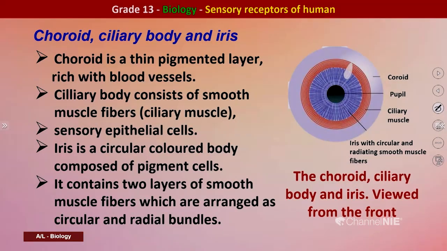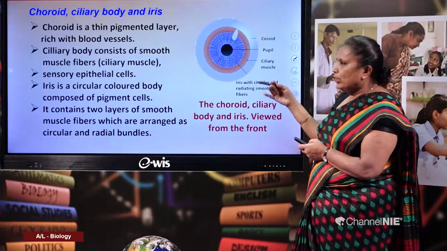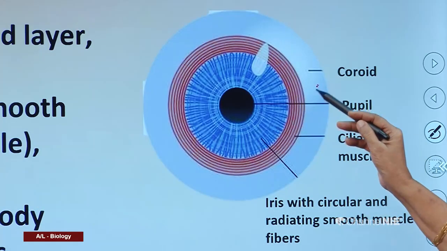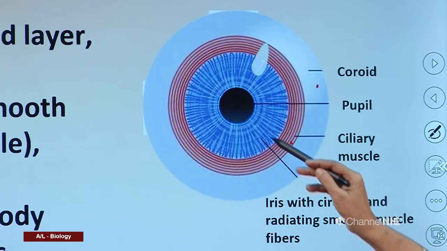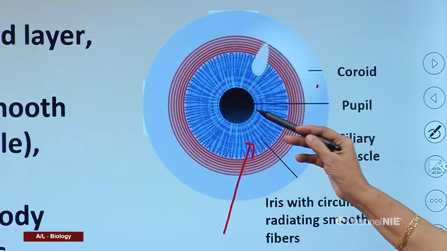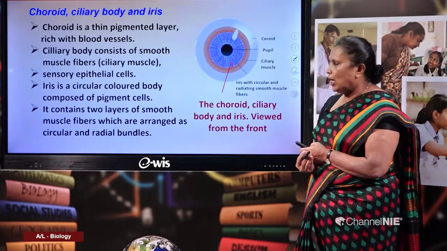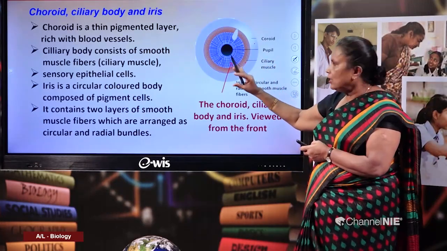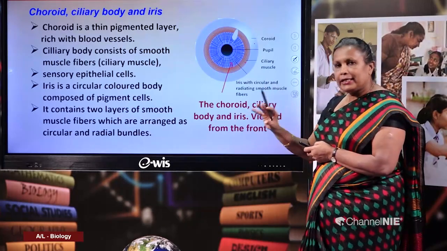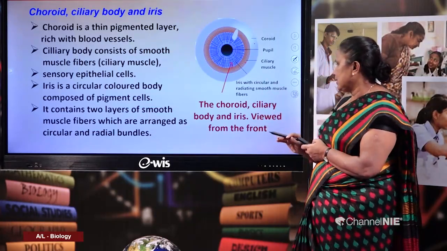This is how you can see the anterior side of the eye when you remove the cornea. This is the ciliary muscle. Here you can see this one is the iris. The iris has a small hole within it, the pupil, which controls the amount of light entering the eye. The pupil can be dilated or constricted according to the nervous supply by the autonomic nervous system.